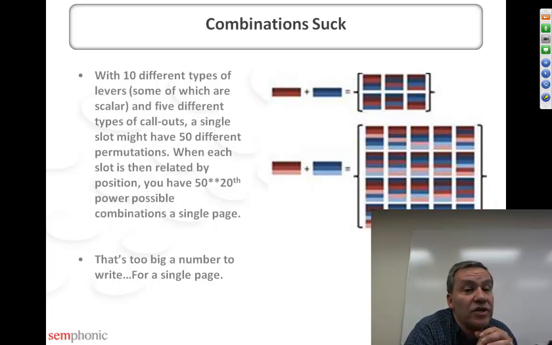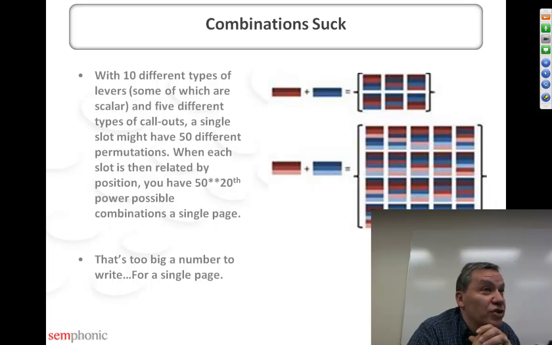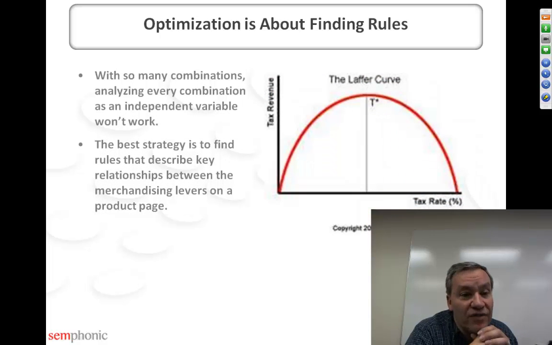A typical page might have 5 or 7 different types of call-outs. They might have 30 different products. That in and of itself isn't so bad. But once you start saying, but I want to understand the difference in putting this in position 1, 2, 3, 4, 5, all the way through position 30, you have a tremendous explosion in the number of combinations. That's something that as an analyst we have to fight. We have to think about how to do that.